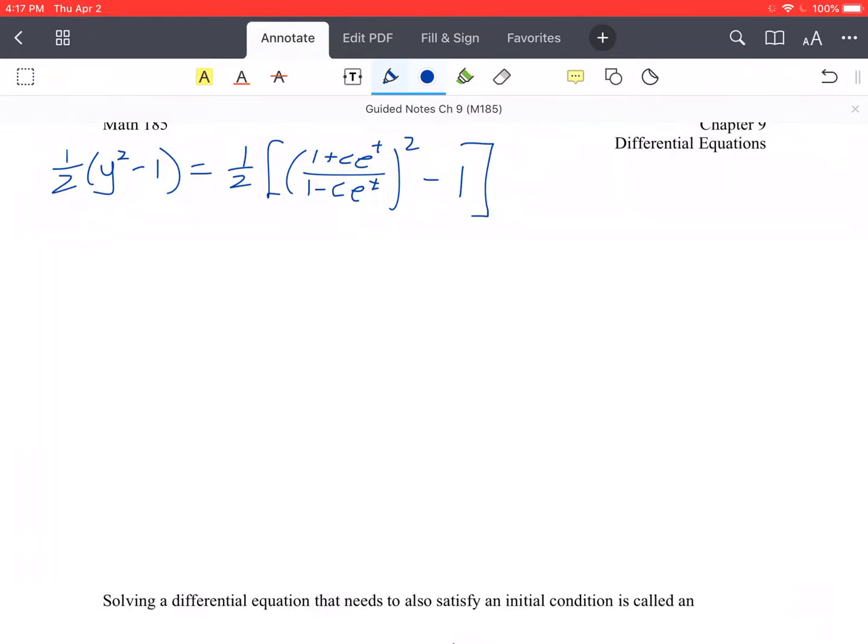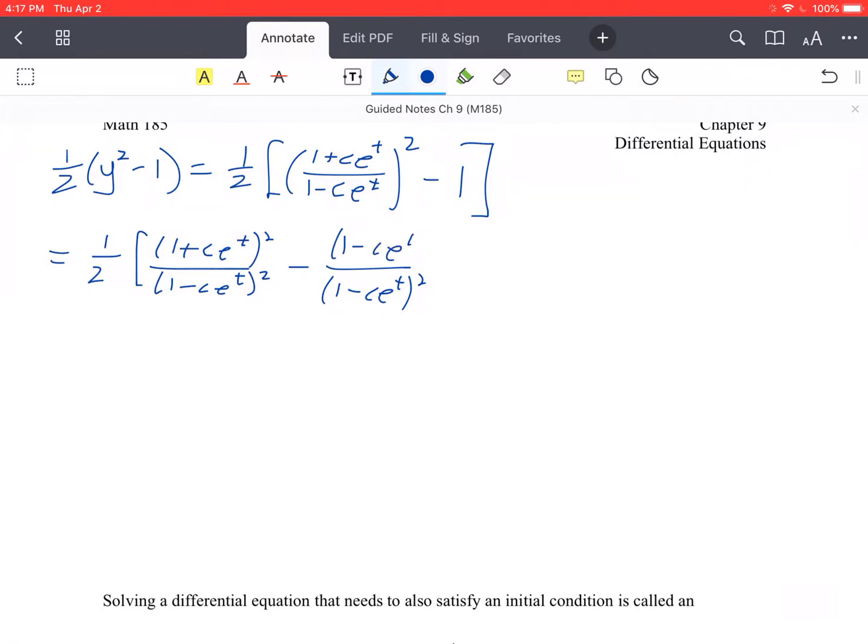Okay, and then that is equal to 1/2. I want to give these a common denominator, so this one's going to have (1 plus c e to the t) squared over (1 minus c e to the t) squared, minus, I'm going to give them the common denominator, so it's going to be over (1 minus c e to the t) squared, and then multiply the top by that as well. And it was just 1, so we just get the same thing on top and bottom.